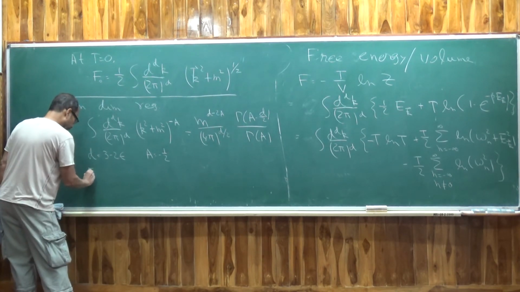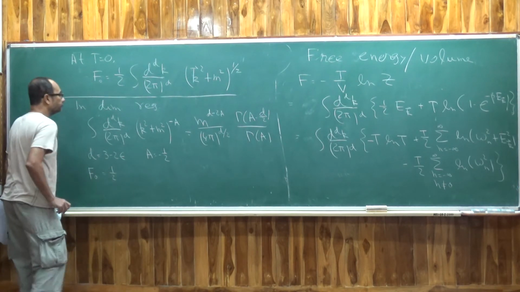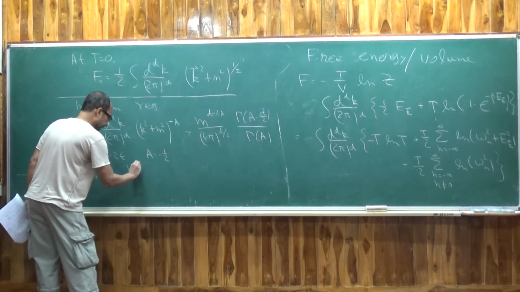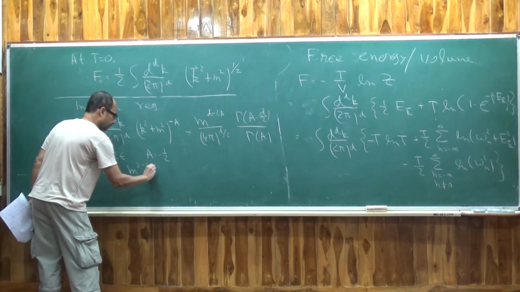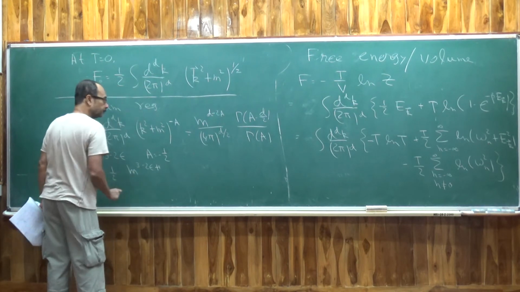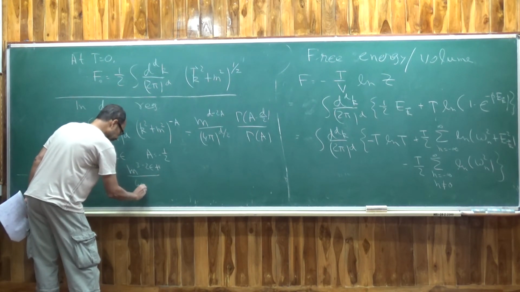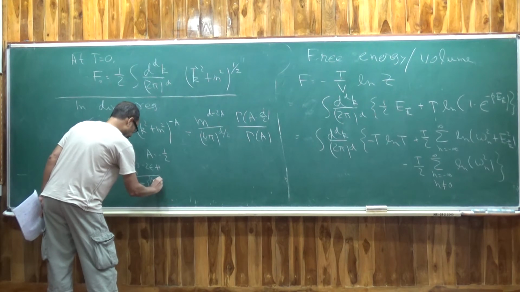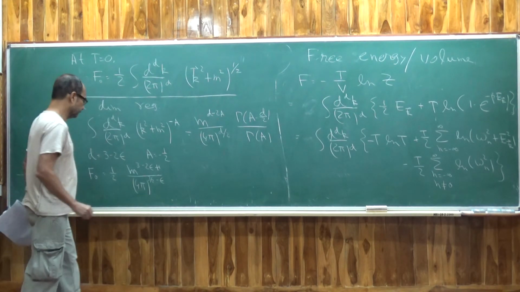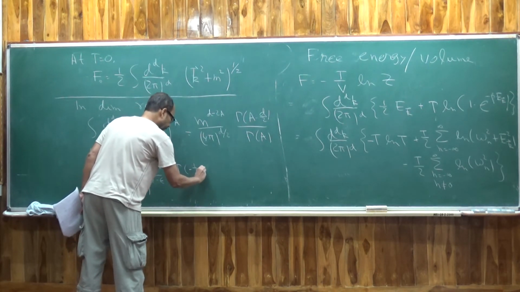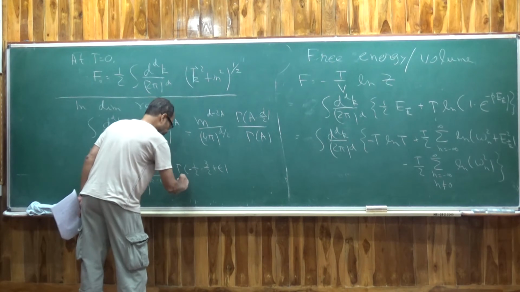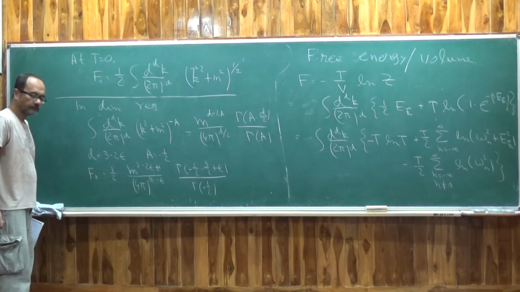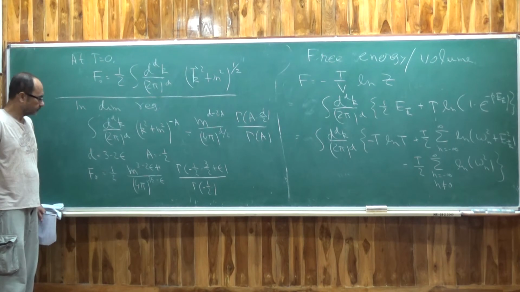So you get F0 is half times m to the power 3 minus 2 epsilon minus 2a, so plus 1, over (4 pi) to the power d by 2, that's 3/2 minus epsilon, times Gamma of minus half minus 3/2 plus epsilon over Gamma of minus half. Is that clear?